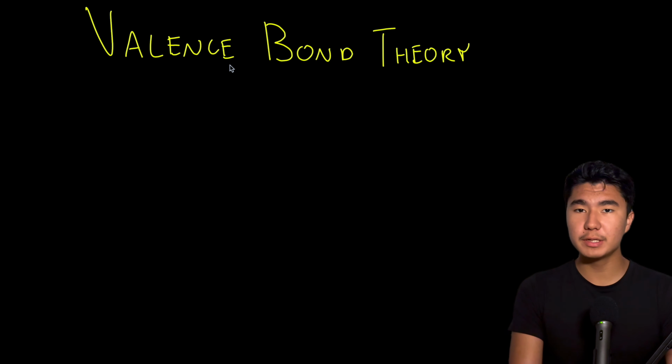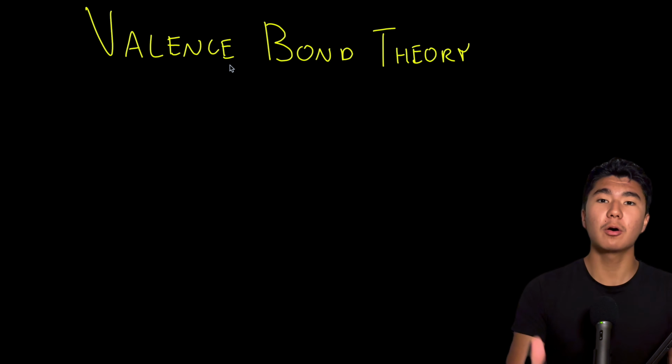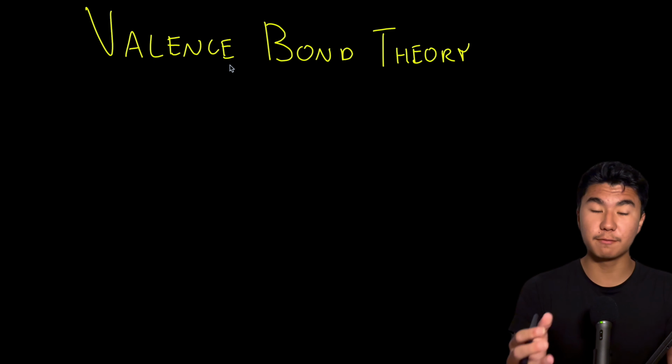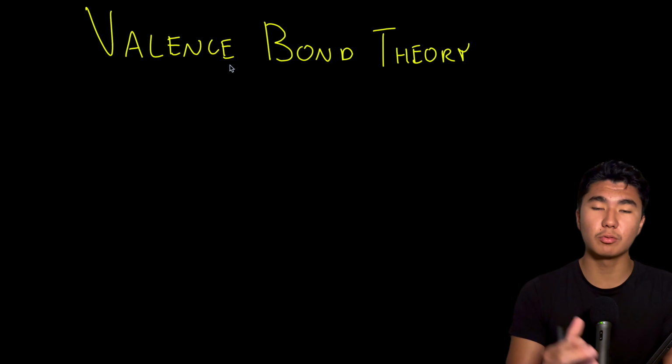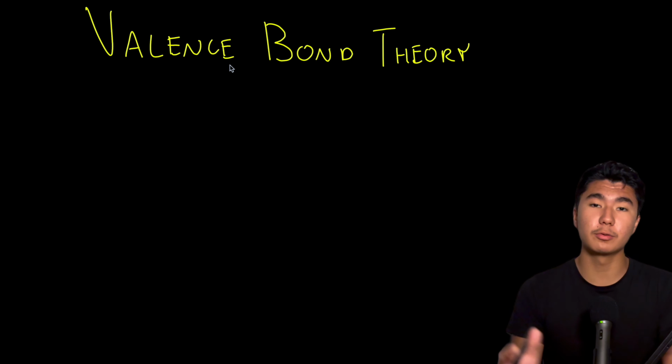So there are two theories or models we're going to be talking about for how these molecules create bonds. The first one is valence bond theory. In a later video, we'll talk about the molecular orbital model, or molecular orbital theory.